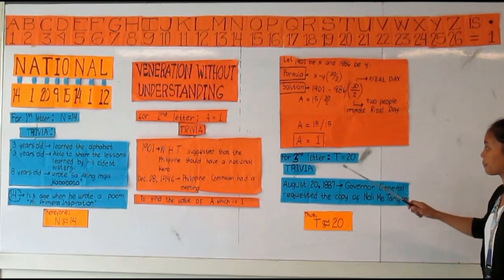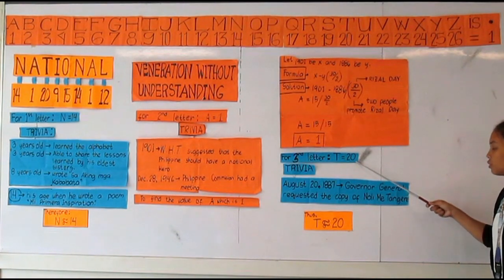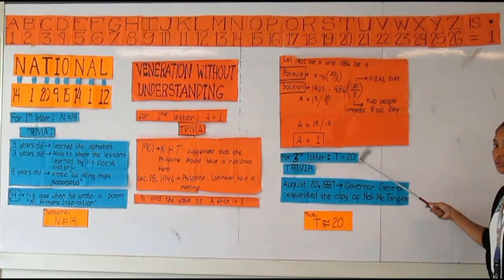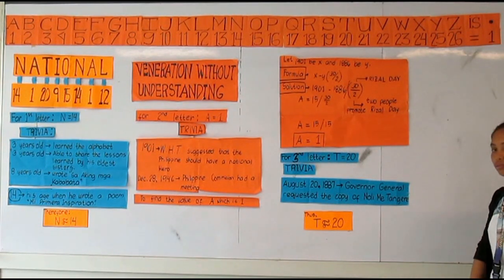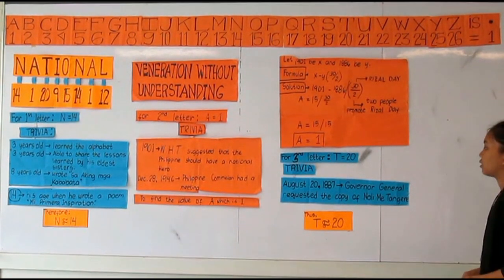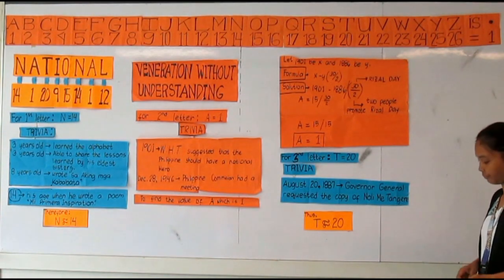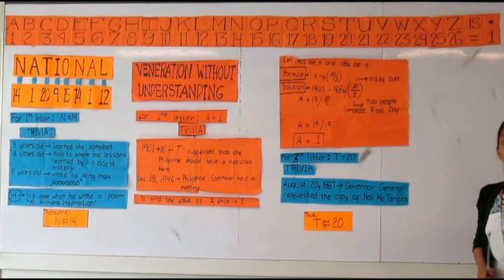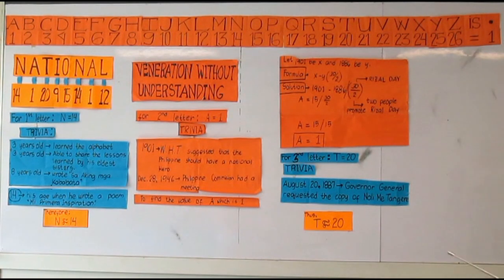Let us proceed to the third letter, which is T, equal to 20. To come up with number 20, we don't need to solve anything. We just need to use the concept that happened on August 20, 1887, the day when Governor General Emilio Terrero requested a copy of Rizal's novel, the Noli Me Tangere, to find out if this novel was really subversive and inciting people to rebellion against the government. And he found out that there was nothing to worry about the novel.